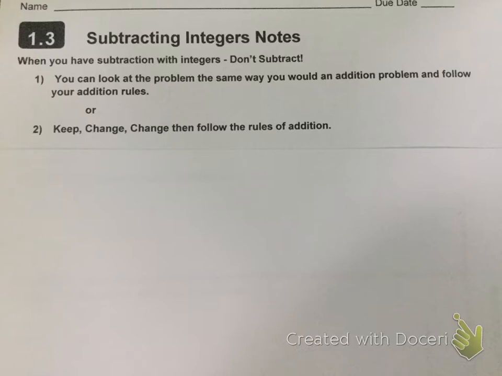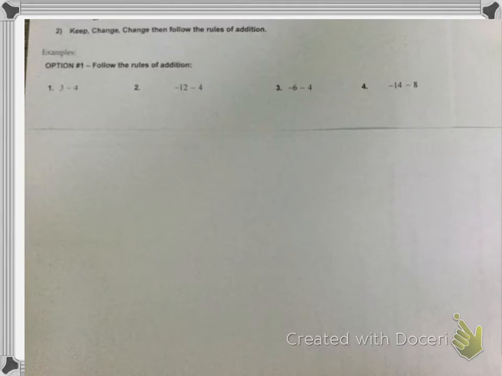Actually, we don't subtract integers. We look at the problem as an addition problem. There are two different ways to do this, and you can decide on option 1 or option 2 depending on the problem. First I'm going to show you option number 1. Option number 1 is you look at the problem the same way you would an addition problem and follow your addition rules. Let's check that out and see how we are going to do that.